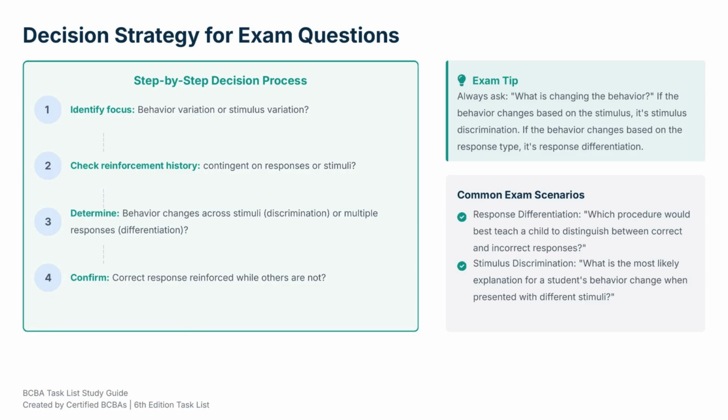A helpful strategy for exam questions is to follow a simple decision process. First, identify whether the scenario describes differences among behaviors or differences among stimuli. Next, examine the reinforcement history. Ask yourself whether reinforcement depends on the type of response produced or on the stimulus that is present. If behavior changes across stimuli, the concept is stimulus discrimination. If reinforcement selects one response among multiple responses, the concept is response differentiation. This decision process can help you quickly identify the correct answer.